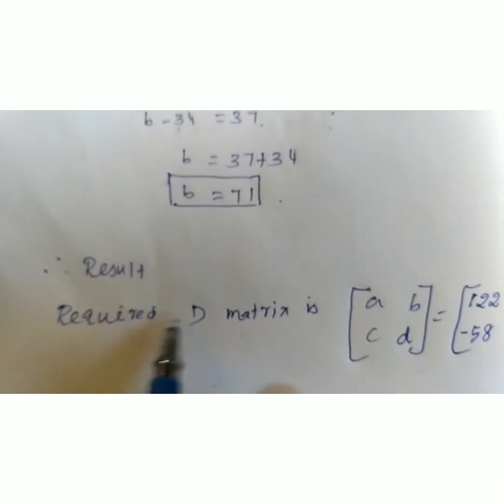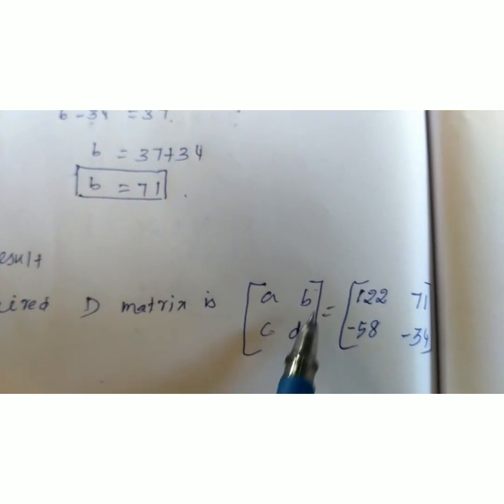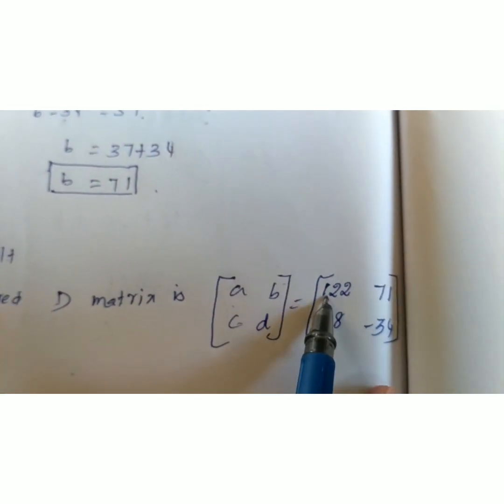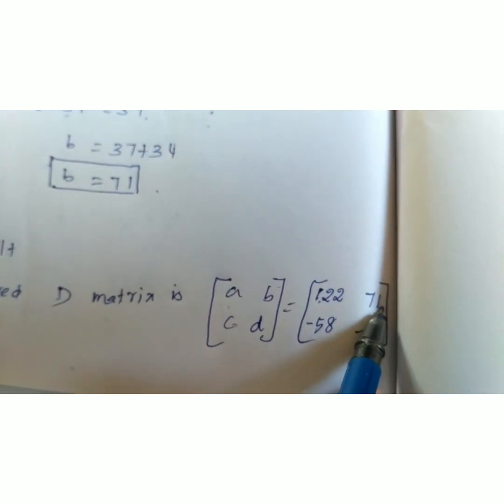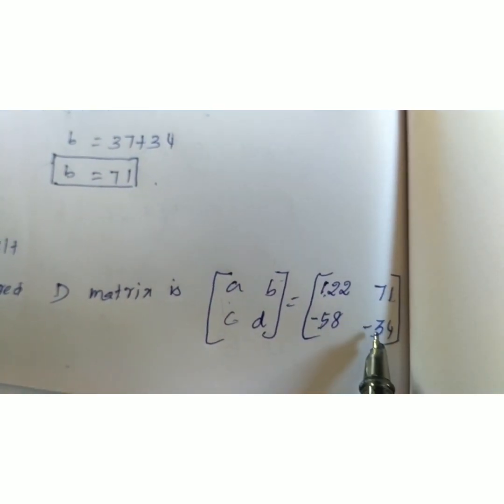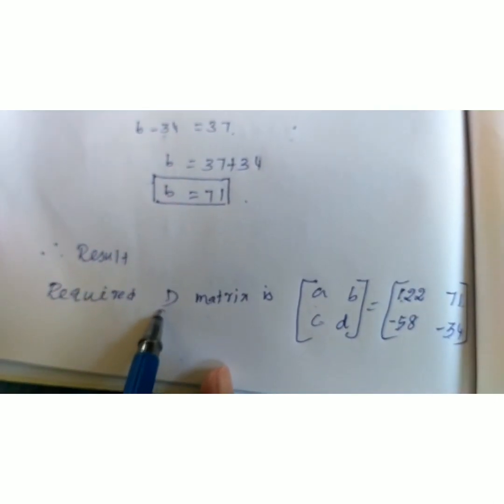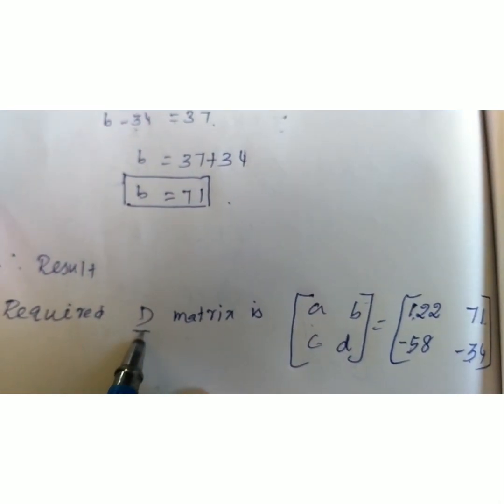Now the result. Required matrix D with a b c d. We found all the values of a b c d. So a value 122, b value 71, c value minus 58, d value minus 34. In this sum we find the new matrix D, not a variable. D is a matrix.